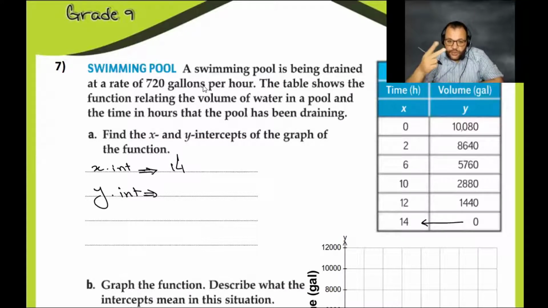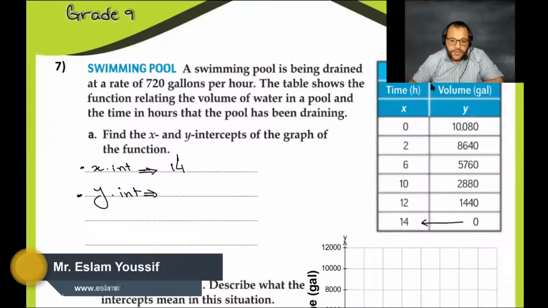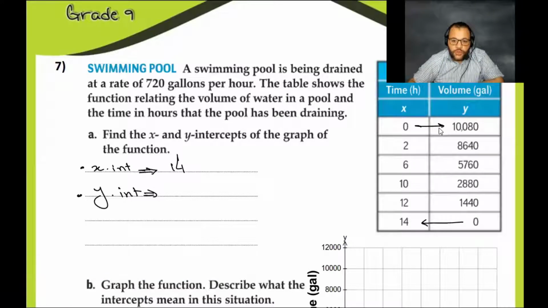There are two parts of the definition: the point of intersection between the graph and the x-axis, and the value of x when y equals 0. So I solved the first part. The second part, we need to find the y-intercept. There is no graph, so I use the other part, which is the value of y when x equals 0. So it will be 10,080. Without memorizing the definition, wallahi, you will not be able to solve.